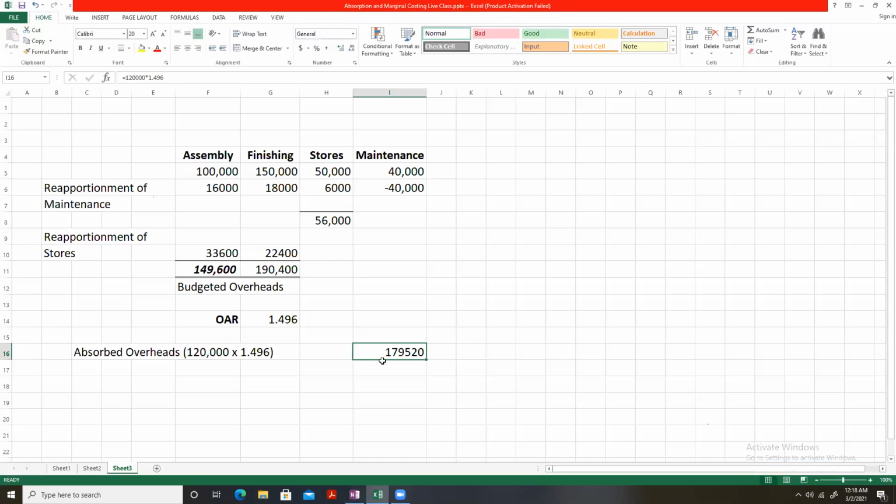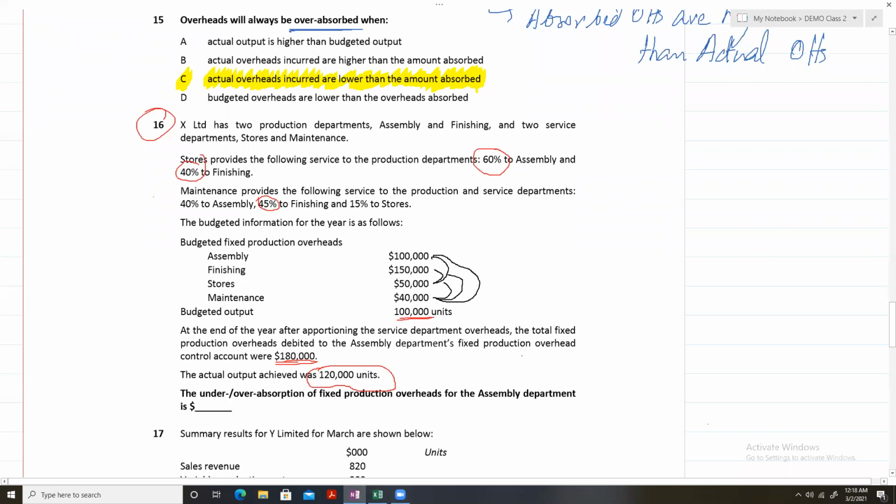Absorbed, these are the absorbed overheads. Yes, the actual overheads incurred. And how much are the actual overheads? The question is in front of you. Tell me, how much are the actual overheads incurred?